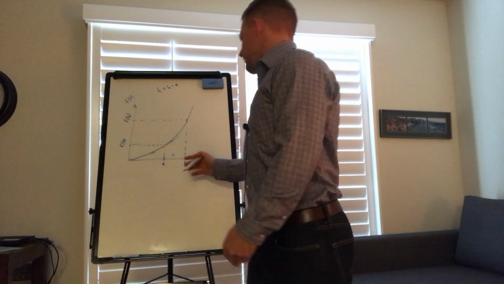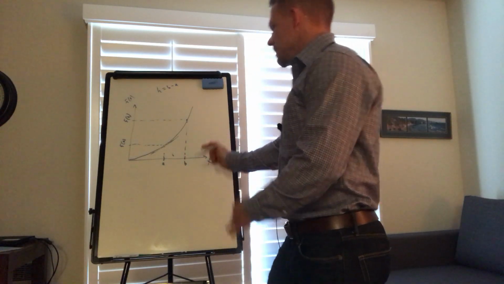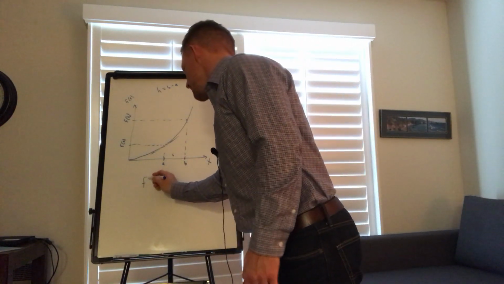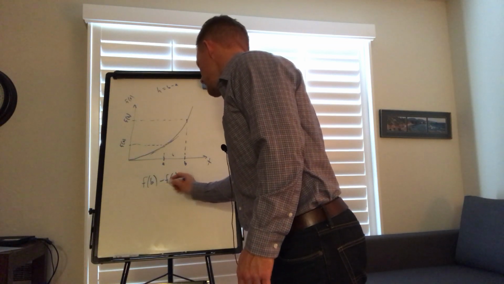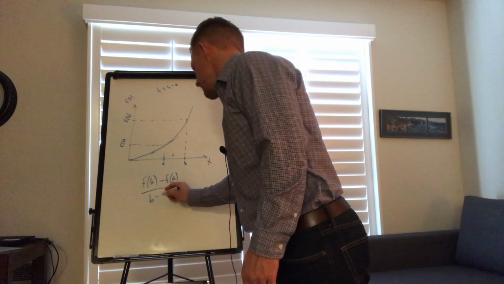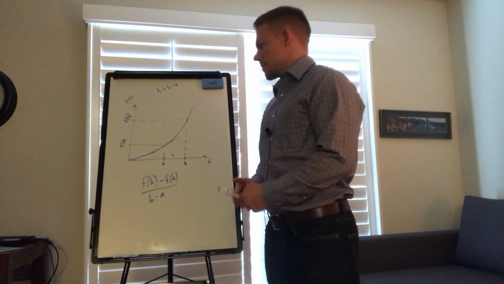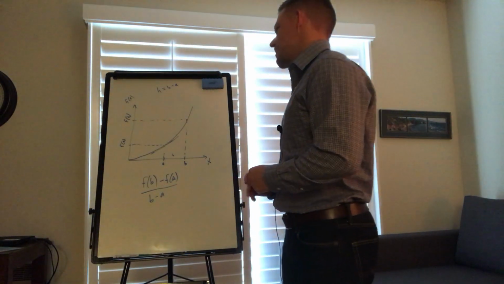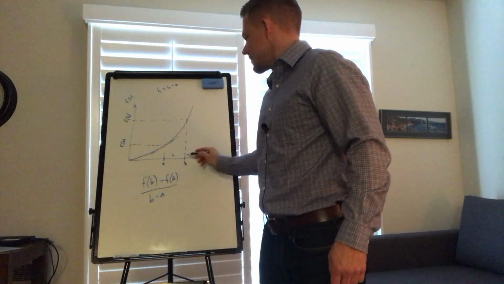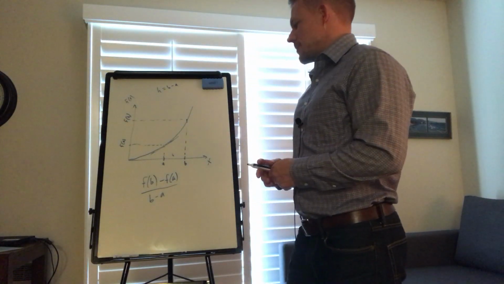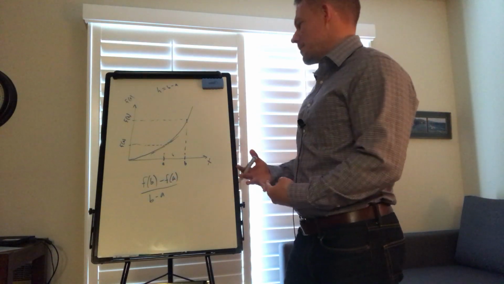So if we just think about the definition of the slope, it's f of B minus f of A divided by B minus A. That, if you remember in algebra, is rise over run. That's the distance there minus the distance there. And that's what we did in the other example where we were calculating miles per hour.